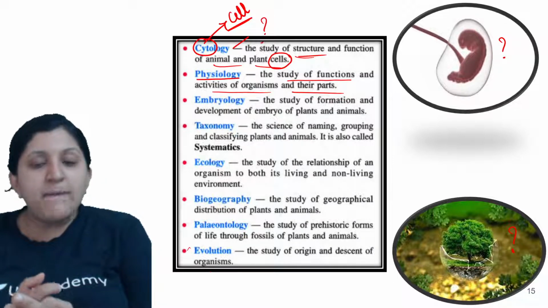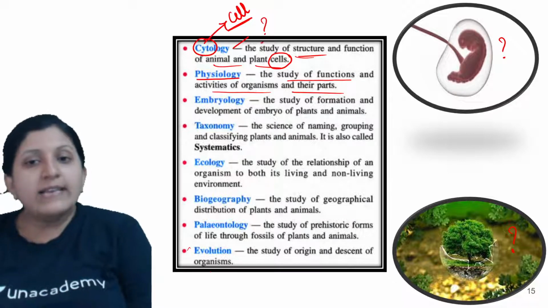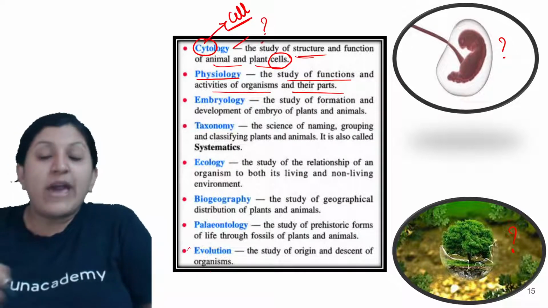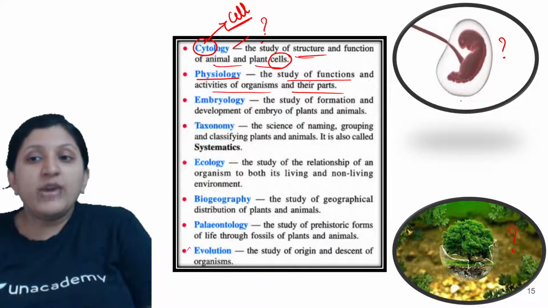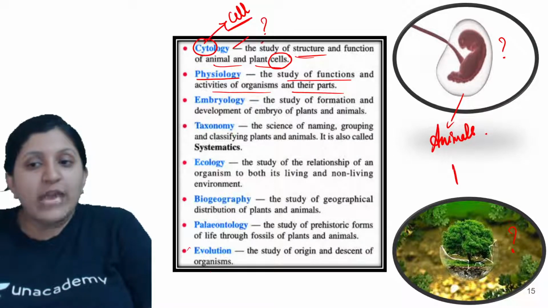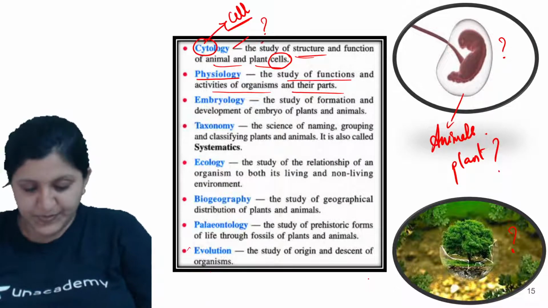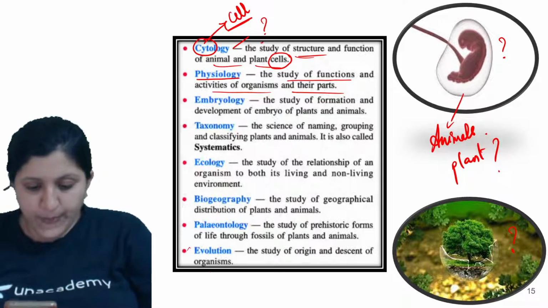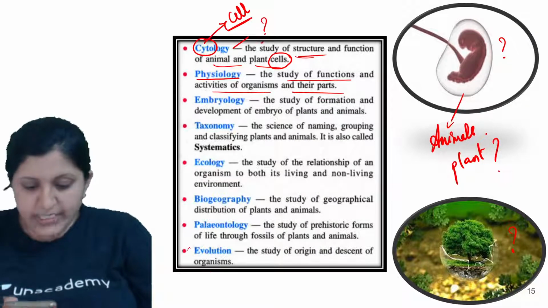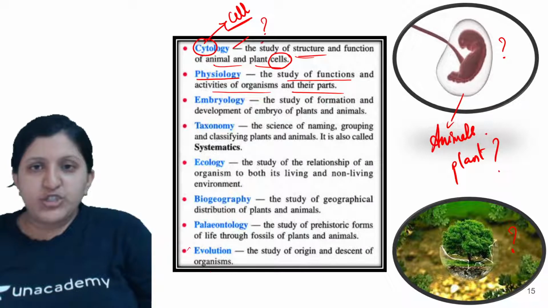Now, embryology is the study of formation and development of the embryo of plants and animals. Embryo formation you can see in animals, but you can even see embryo formation in plants. Any idea where exactly embryo formation occurs in a plant? Any of you? No idea? So where exactly do you find the formation of the embryo?